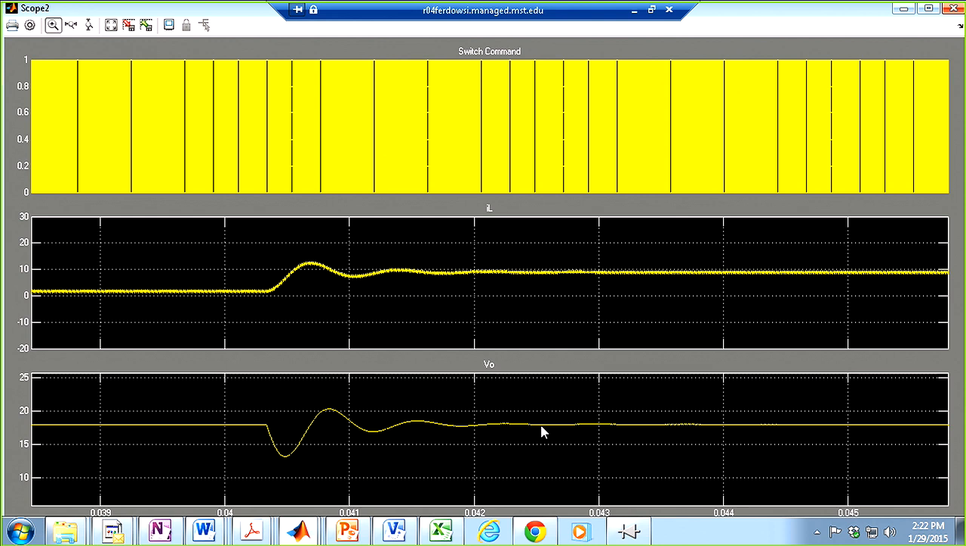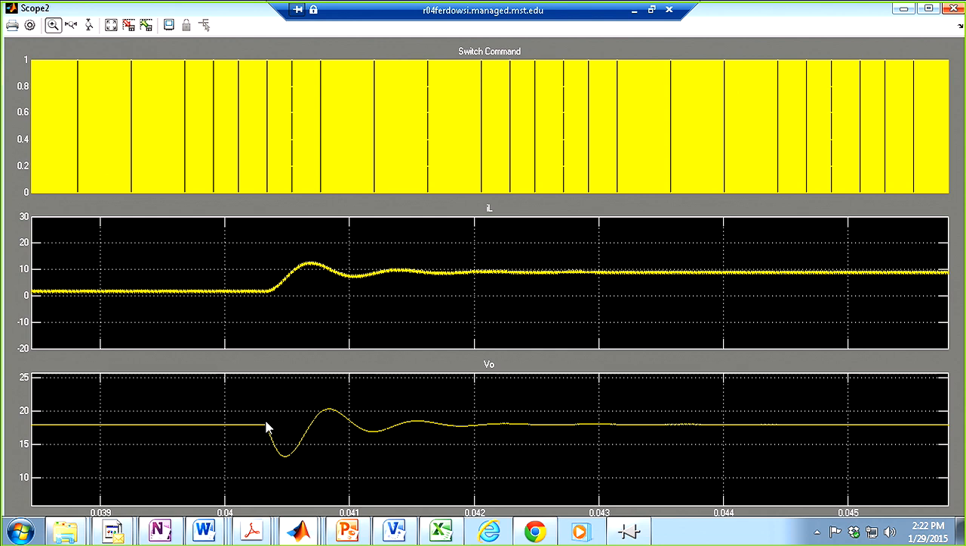So the question is, can we minimize this dip? Instead of going from 18 to 13.5, what if we could design a controller that would only go from 18 to 17.5 and then recover from there? That's another thing that we are going to be doing in this class, trying to design compensation networks that minimize the effect of changes in the system.